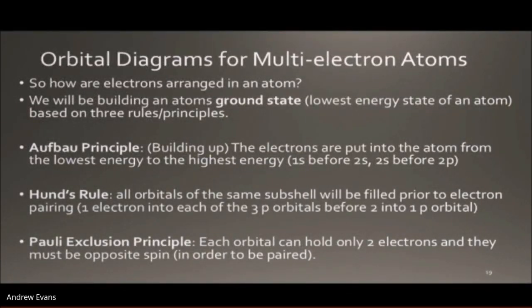So these electrons are arranged in the atom. We're building the atom in the ground state. This is the lowest energy state for the atom, based on 3 basic rules. One is the Aufbau principle, German word for building up, where the electrons are put into the atom from the lowest energy to the highest energy. So we're going to put in 1s before we fill 2s. We're going to put in 2s before we fill in 2p.